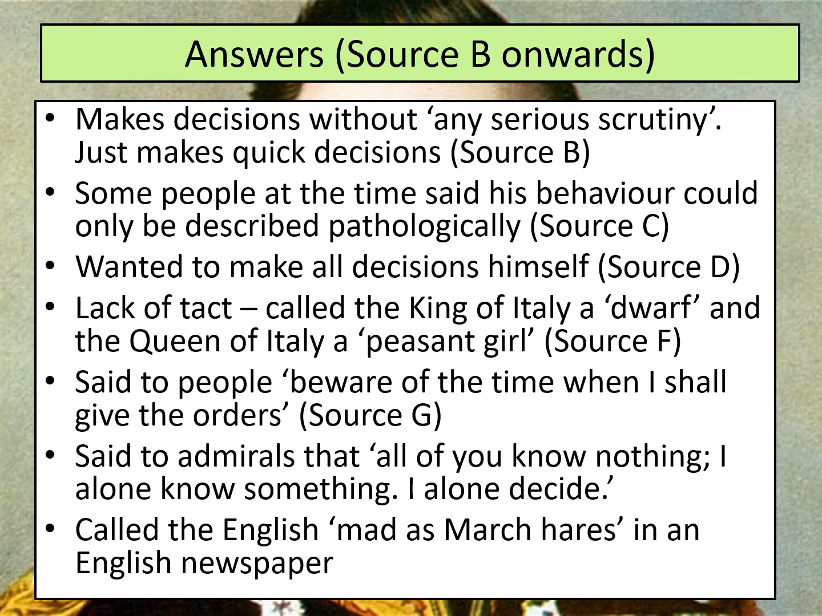Okay, so we're just going to look at some of the other sources and a few things that you could have picked out. If you picked out different things to this, don't worry, but I'm just going to go over some points that I think are really important that will help you with the final task. So, for instance, the first one I pick out is about source B, where it talks about how the Kaiser makes decisions without any serious scrutiny, just makes very quick decisions off the cuff.